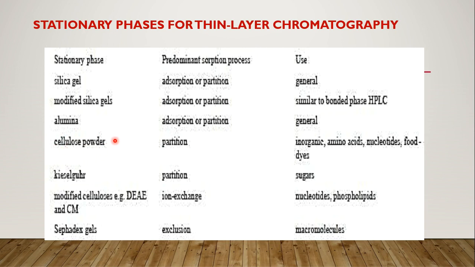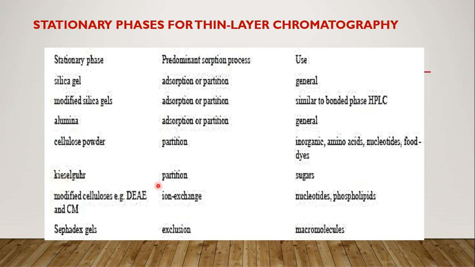In the cellulose network, water molecules or water droplets are bound, and these water droplets actually give partition other than adsorption. So when we use cellulose powder, generally the partition phenomenon takes place, and inorganic ions, amino acids and these very ionic and polar molecules could be separated using the cellulose powder. So this cellulose powder coating could be used in the TLC technique.